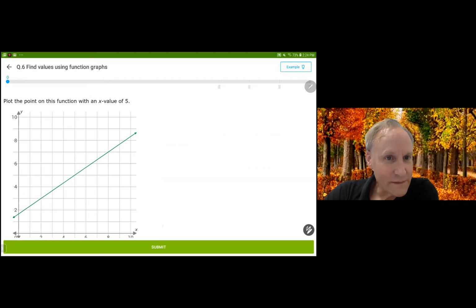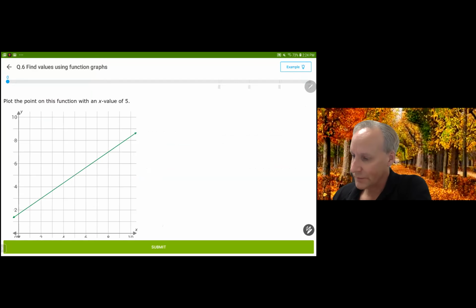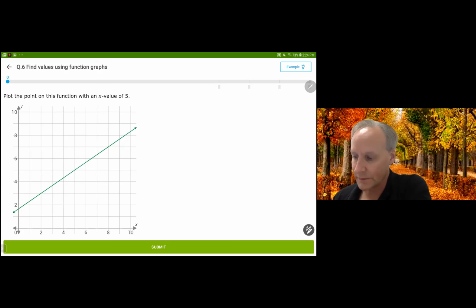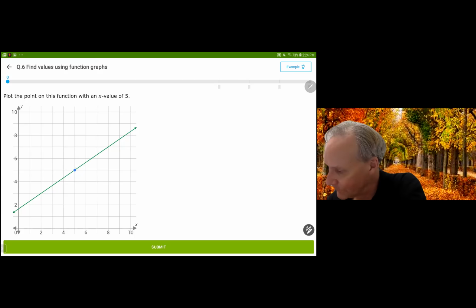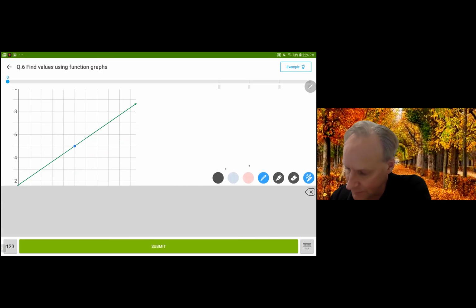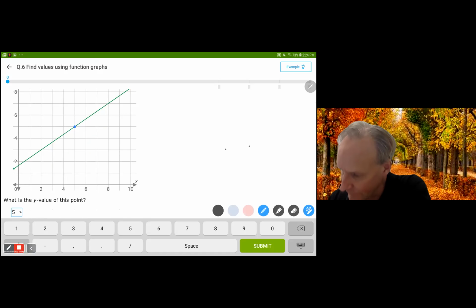Oh, what is with an x value of 5? So basically, we're evaluating using the graph. This is really good to understand, really important. So x is 5 right here, and we're interested in that point right there. So when x is 5, y is equal to 5. Let me get my points here. So the y value is 5.